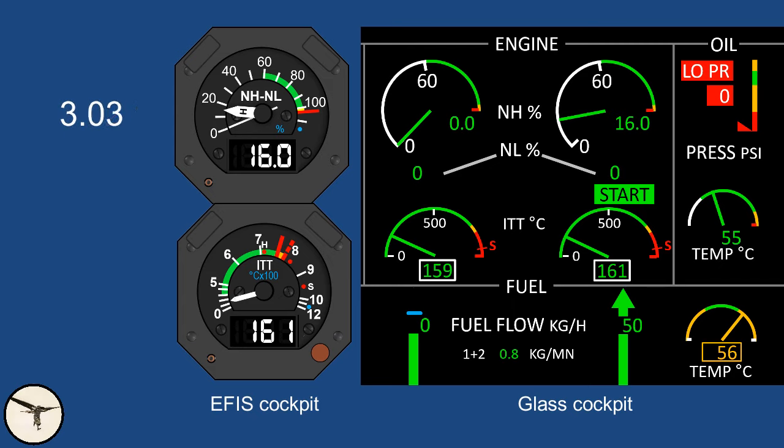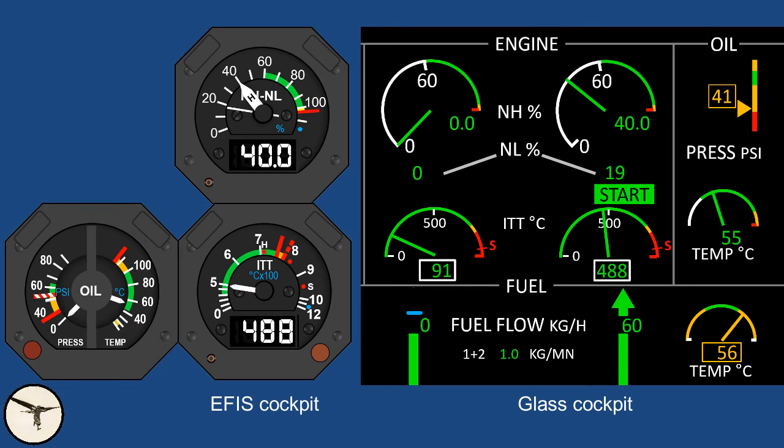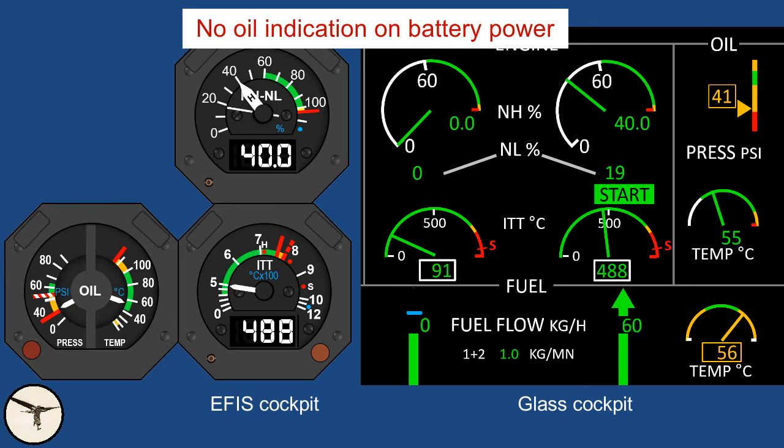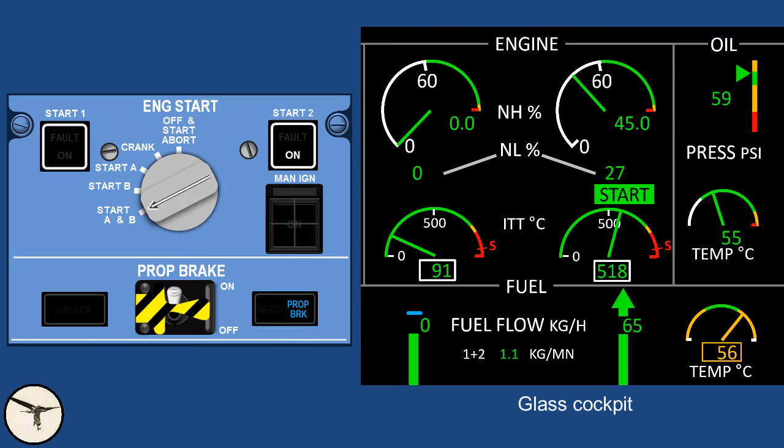Normally, ITT starts to increase within a couple of seconds. If ITT doesn't increase within 10 seconds, you must abort the start. When the engine is warm, the oil pressure will increase at about 40% NH. And at 45% NH, the starter disengages and the on light in the push button extinguishes. The other pilot will stop the stopwatch and announce the starter running time.